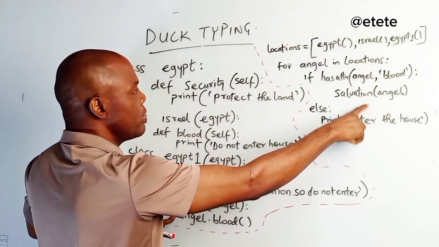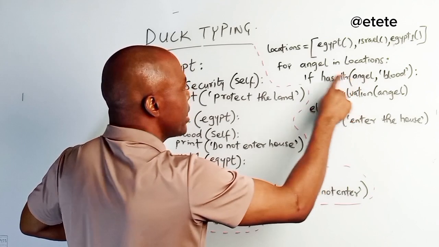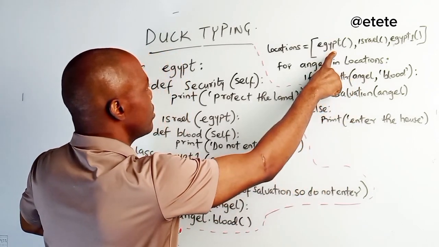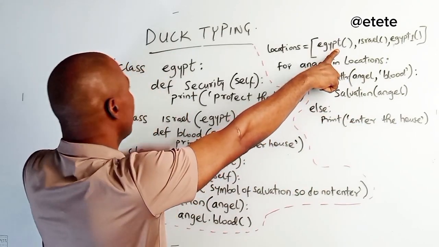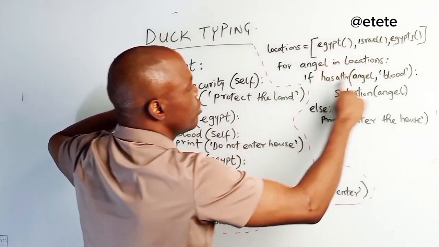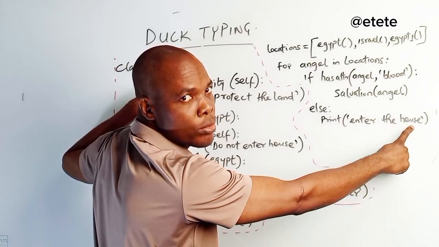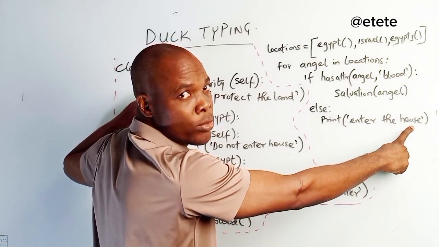And what would this method be? So Egypt has been given to angel. Then you go in and you check. Then this Egypt, which is not Egypt 1, it will check it. It doesn't have a blood method. Because it doesn't have a blood method, it will not enter into this if. It will come here and it will say, enter the house. So the angel will enter the house.